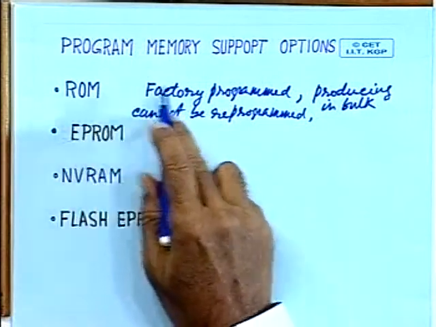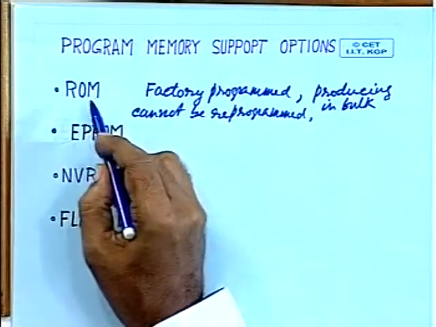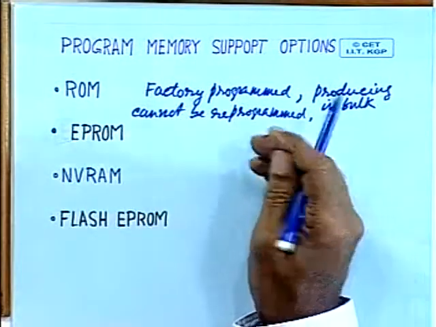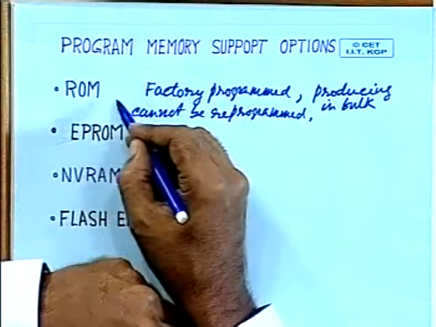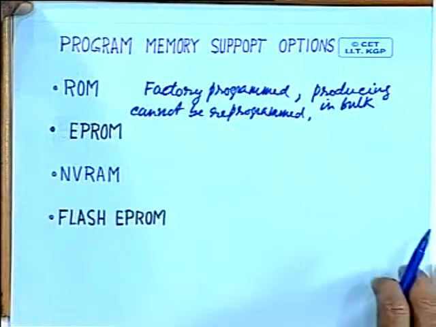So microcontrollers are available with ROM as program memory, and this is done only when a particular equipment is already designed, fully tested, and it is going for mass production. In those cases you can use ROM based program memory.